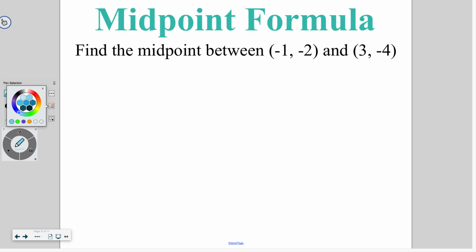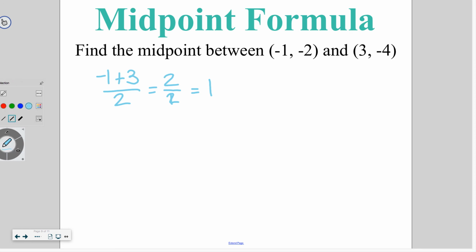So for example, the midpoint between negative 1, 2 and 3, negative 4. The first thing I need to do is take my x coordinates and add them. So I've got negative 1 plus 3, and I'm going to divide that by 2. Negative 1 plus 3 gives me 2 over 2, which gives me a final answer of 1. So my x coordinate is going to be 1.